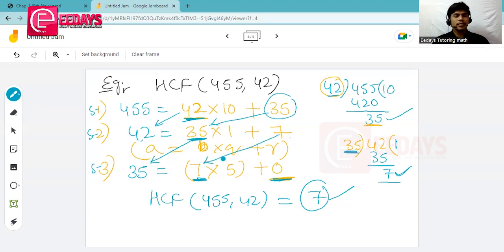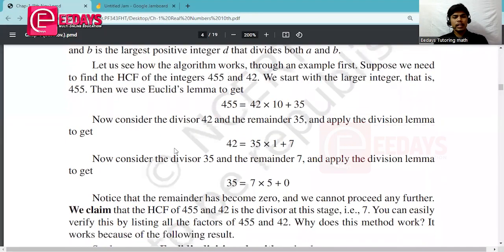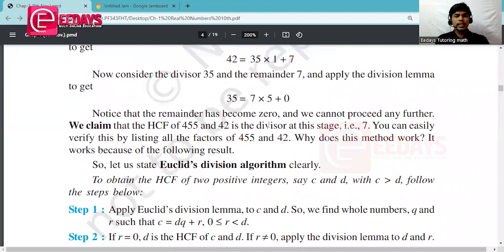Understand the logic? Yeah. So 7 into 5 plus 0 is equal to... So finally we got 0. That's why we can take 7 as the HCF for that particular question. Okay, hope you understand. Let's see what HCF they get here. So here they get HCF is equal to 7.